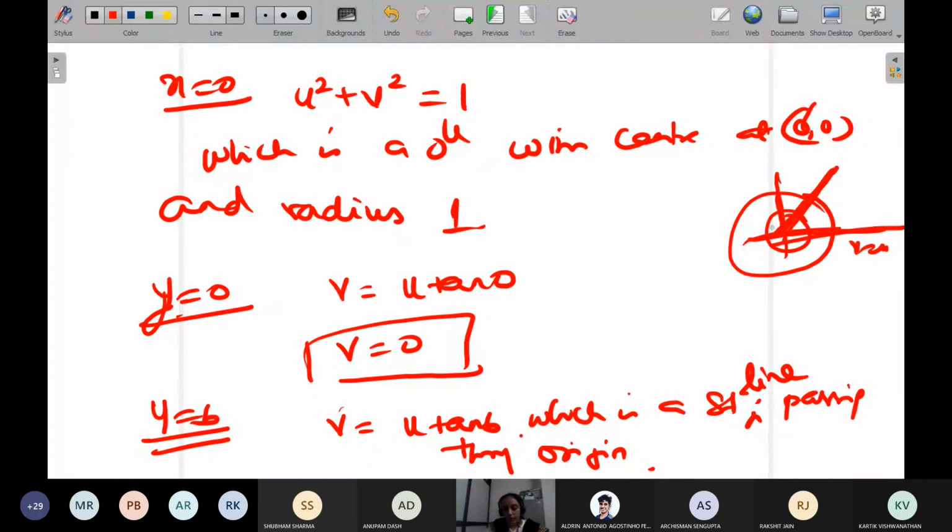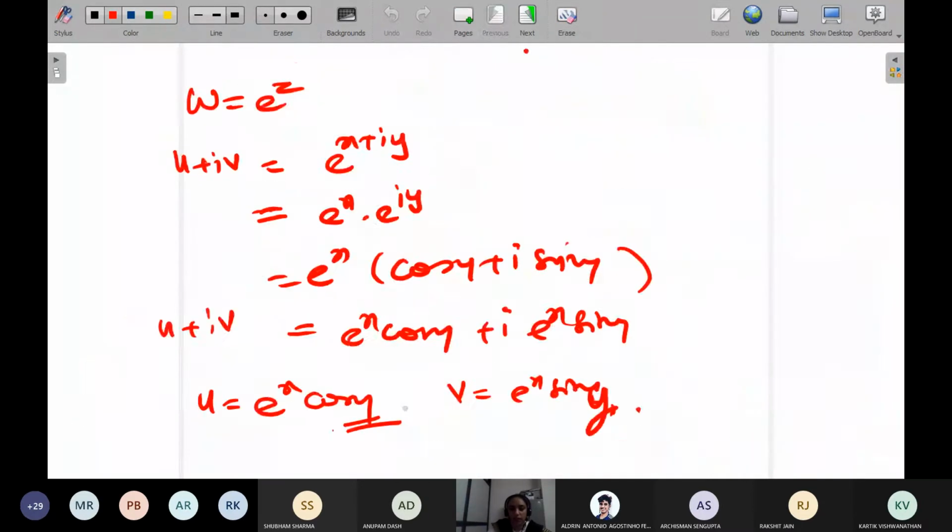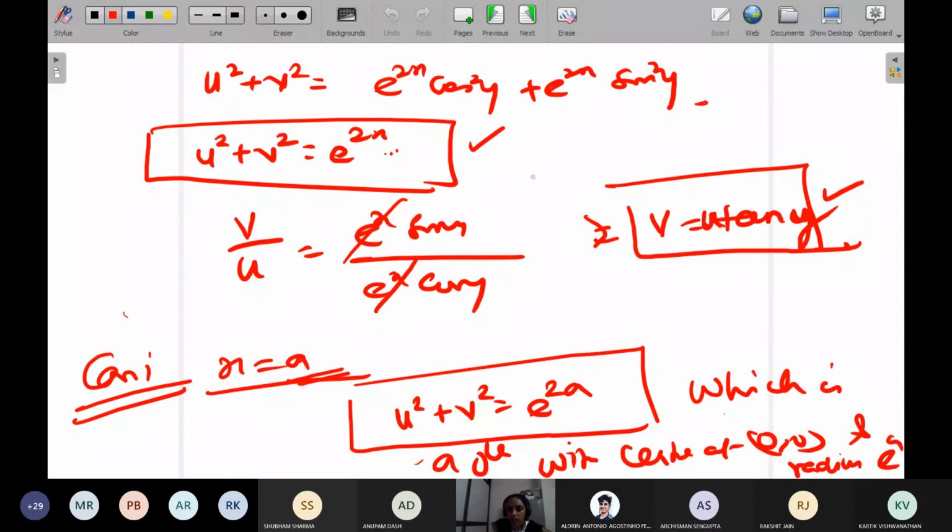Wait a minute. Take this as equation number 1 and take this as equation number 2.